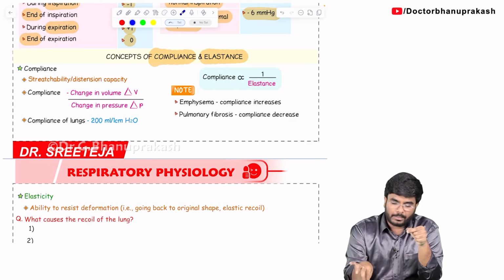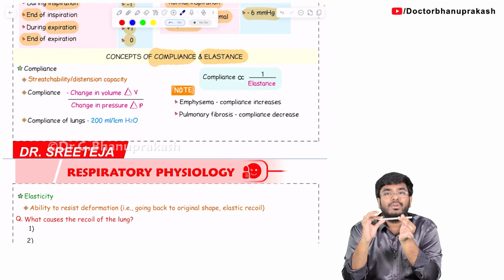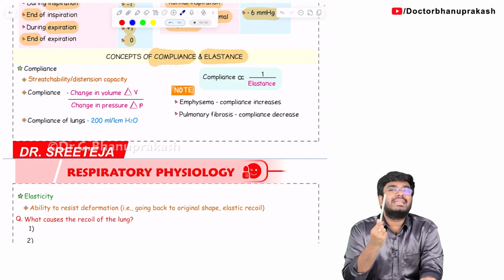So for example, look at this pencil. I am trying to stretch it. Is it stretching? No, it's not stretching. So this is less compliant. It is maintaining its shape. So in physiology, this is elastic. The substance which will not undergo any volume change is elastic.